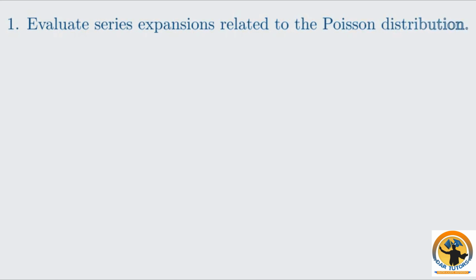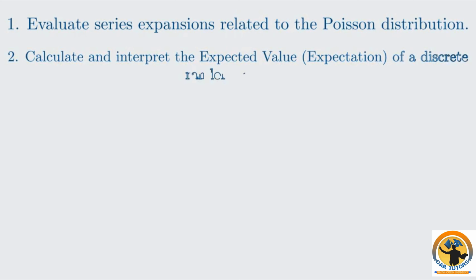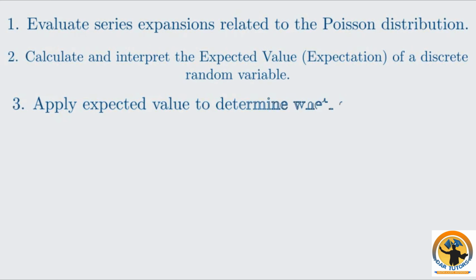Welcome to Dart Tutors. Today, we're going to dive into some core concepts in probability, which is a crucial part of the IB mathematics analysis and approaches higher-level curriculum. By the end of this video, you will be able to first, evaluate series expansions related to the Poisson probability distribution. Second, calculate and interpret the expected value or expectation of a discrete random variable. And third, apply the concept of expected value to determine whether games and events are fair. These skills will enable you to solve complex problems in probability and statistics.